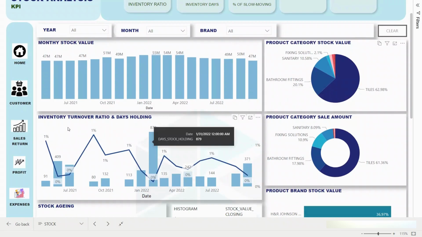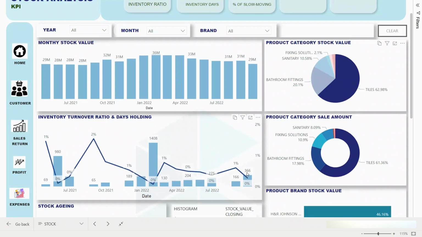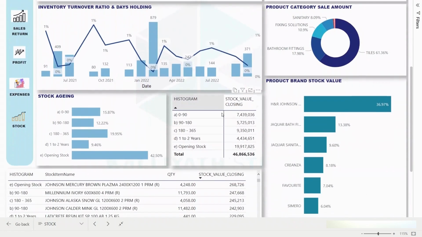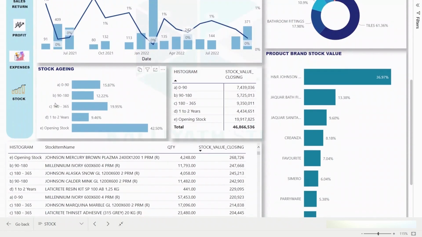Inventory turnover ratio and inventory average holding period in a period, which can be further filtered by category of inventory. Inventory aging analysis, where we can analyze the inventory aging percentages of each period, and which brands are moving slowly and not moving can be analyzed.